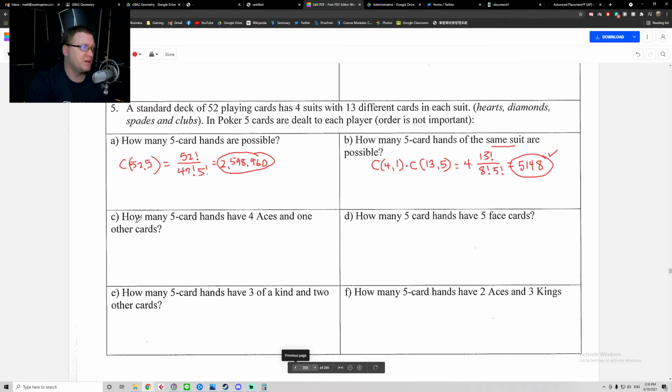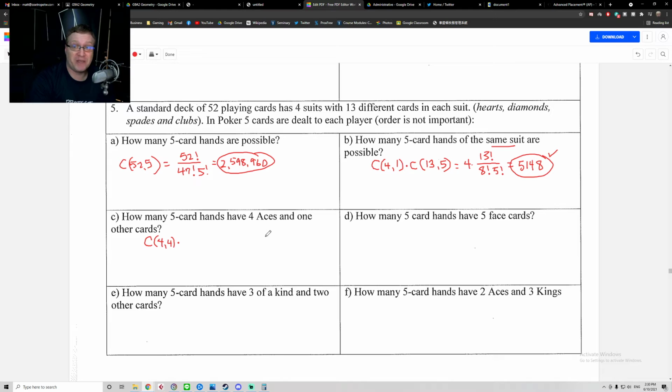Now we're going to move on. How many 5 card hands have 4 aces? Okay. Well, first of all, let's say how many aces are in the deck? 4. And we need to pick all of them. All right? So the first thing we're going to do is we're going to say, all right, we have 4 aces, and we're going to choose 4 of them. So we have to choose all 4 aces. So it's going to be 4 choose 4.